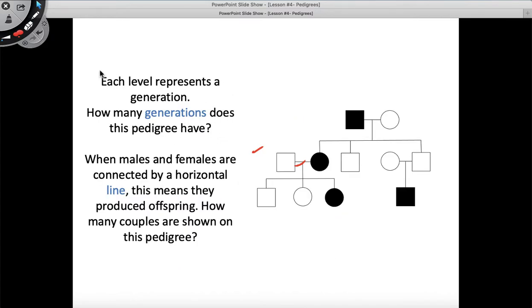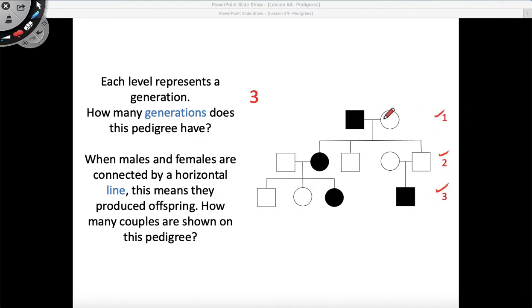Each level represents a generation. So how many generations does this pedigree have? How many generations do you see here? So the answer is 3, right? So each level here represents one generation. This other level represents the second generation. And then this other level here represents the third generation.